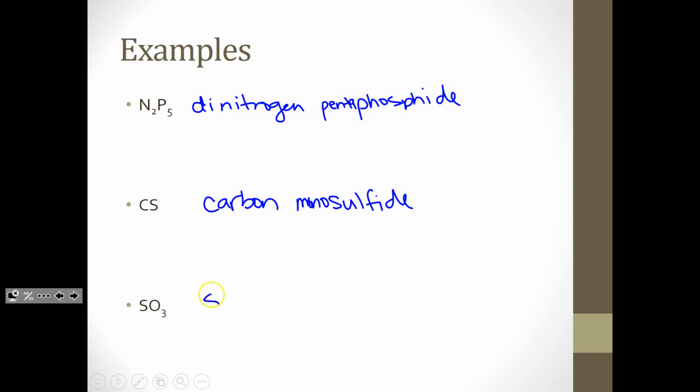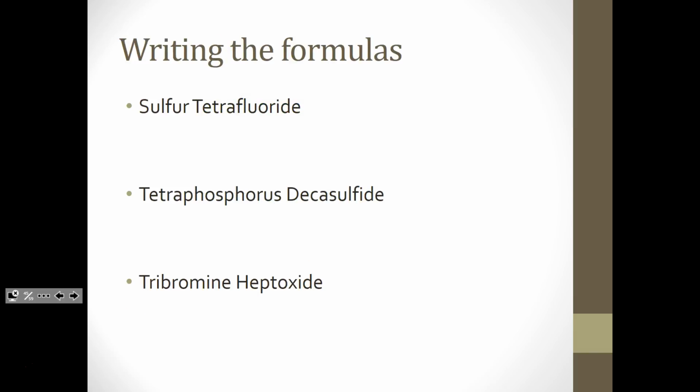So the first element is sulfur. We're going to write it just as is. There's only one of them, so no prefix. The second element is oxygen. That gets changed to oxide. The second element, there are 3, so we need to add the prefix tri. So sulfur trioxide is going to be the name of that compound.